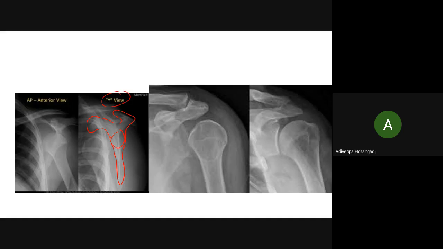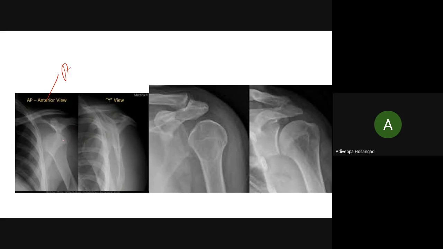This is called the scapular Y view. This is the humeral head. So where has your humeral head gone? It has gone anterior. This is the coracoid. Please remember this. This is not so important, but the scapular Y view is important to look for anterior or posterior, though that is not always necessary. In casualty, whenever you see an AP view, it is very, very easy. This is an anterior dislocation of the shoulder.